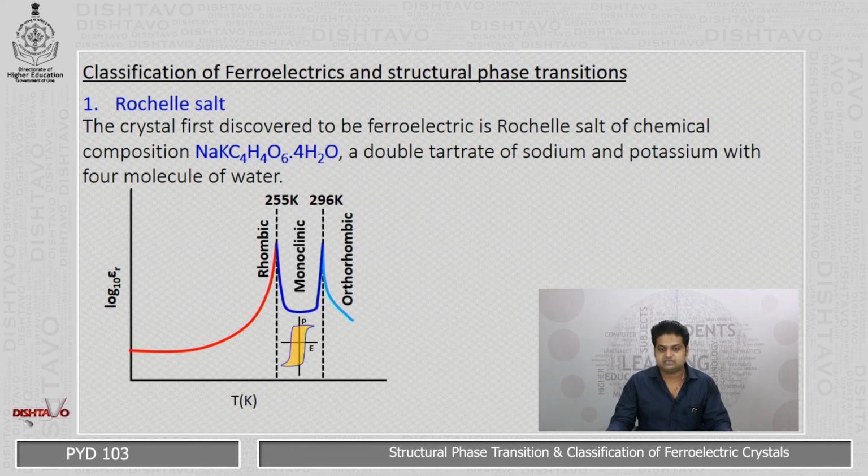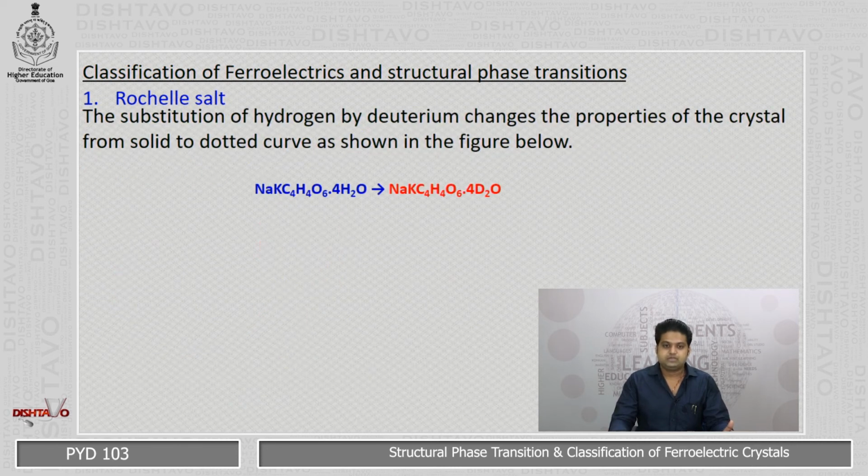So as you can see in this diagram, just below monoclinic, there is a hysteresis that is drawn. The details about this hysteresis, the PE curve, you will learn in the next module. But as you can see, there is a hysteresis that is formed. So you can see there is a spontaneous polarization that is happening only in that monoclinic phase. Before that, that is in orthorhombic and rhombic, it is not a ferroelectric material. Fine. So the formula for Rochelle salt, as I told you, is in blue color.